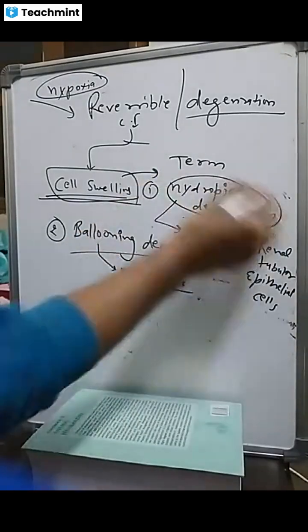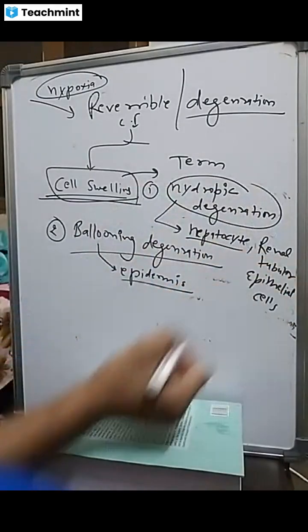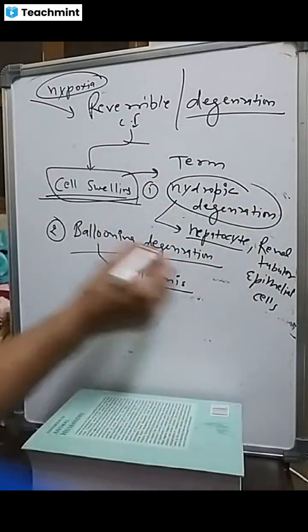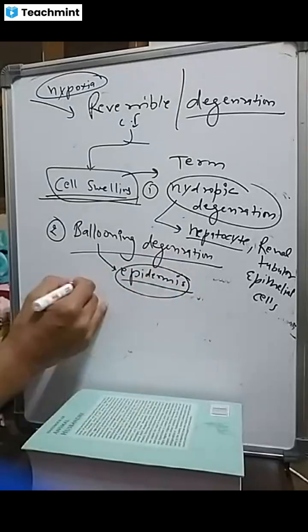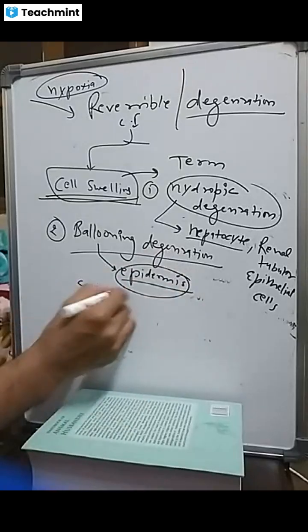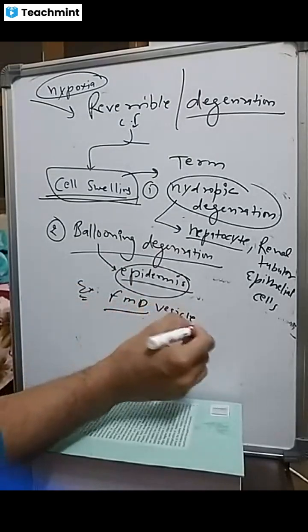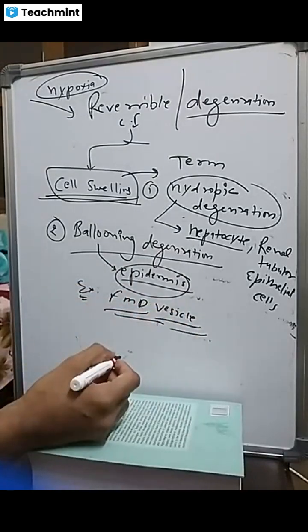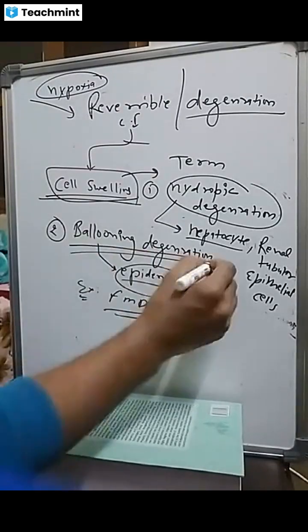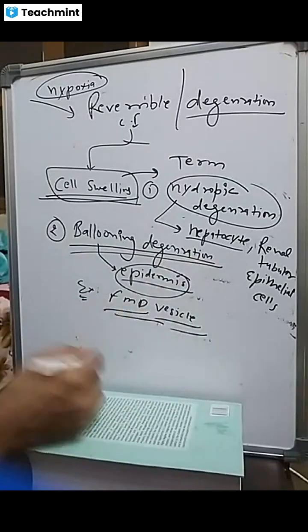In all of them there is swelling, but these are the terms. Hydropic degeneration for hepatocytes and renal tubular cells. Ballooning degeneration is the term used for the epidermis. The example is the vesicle in FMD, which happens in the epidermis. We call it ballooning degeneration in the FMD vesicle.